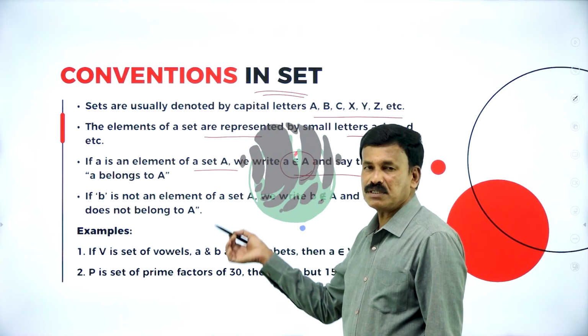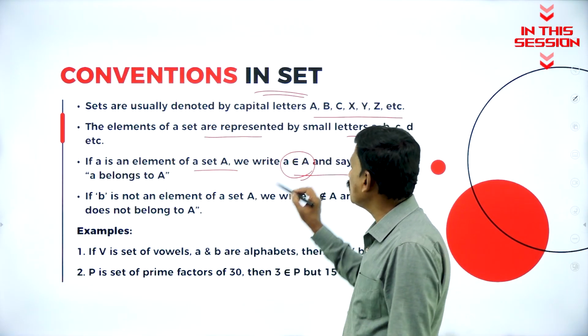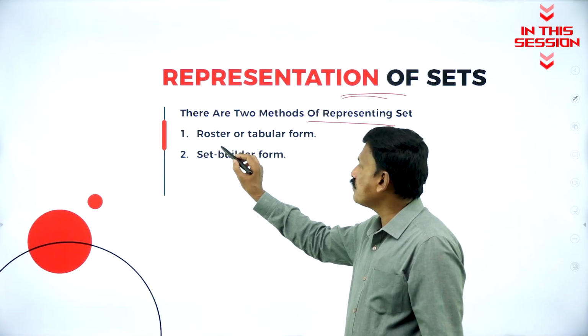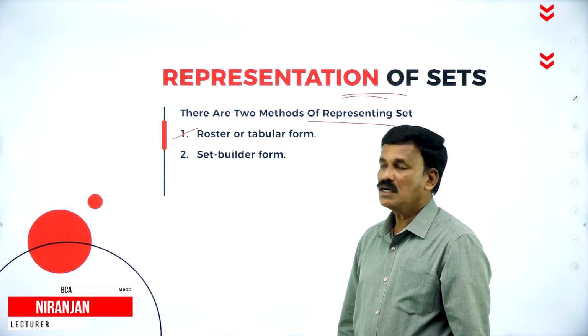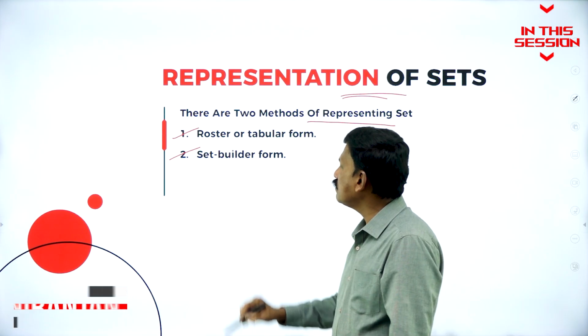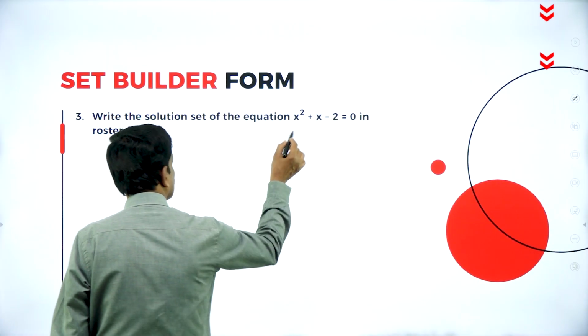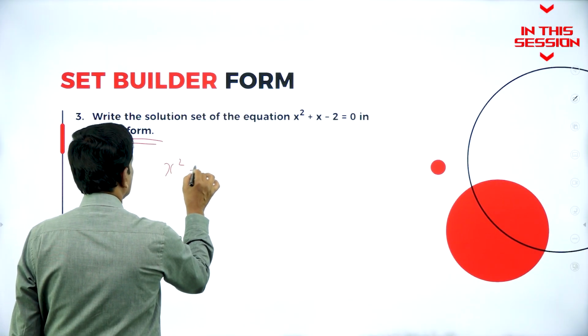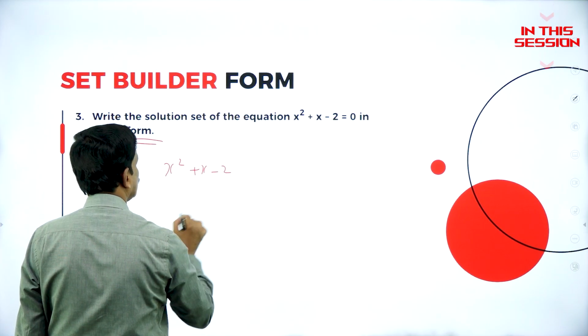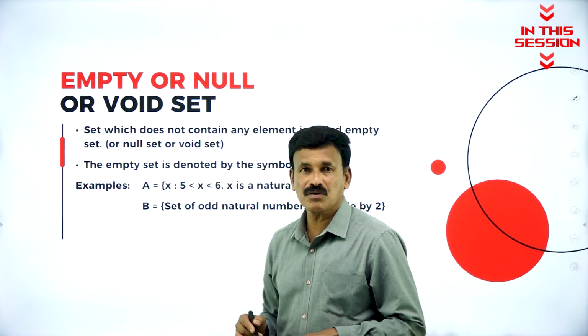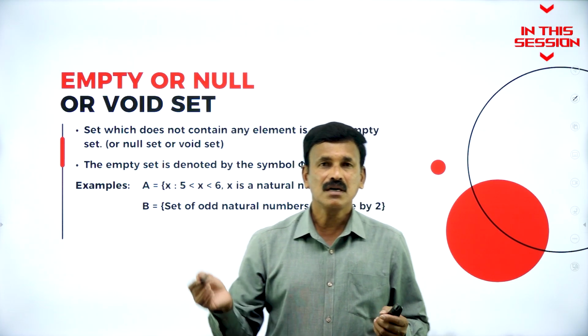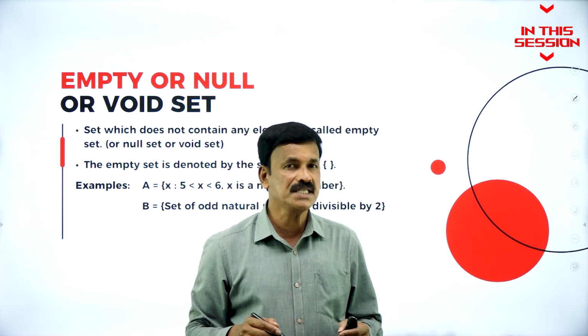If small a is an element of a capital set A, then it is denoted as a belongs to A. The first one is the roster, or tabular form, and the second one is the set builder form. What are the solutions for this? x square plus x minus 2, this is a quadratic equation. The first one is a null set, also called an empty set, or a void set.